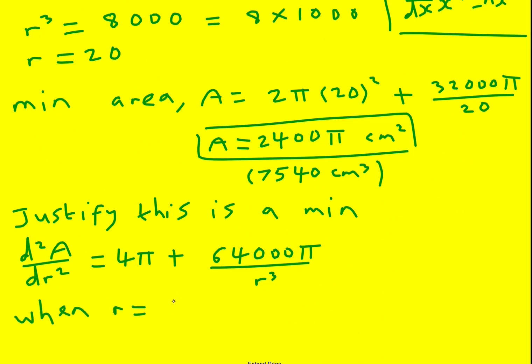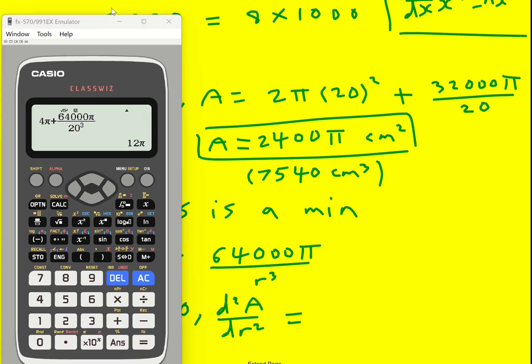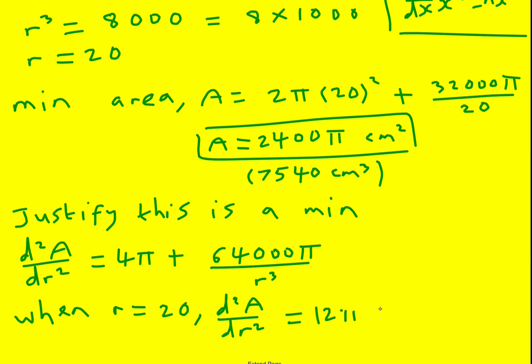So when r equals 20, you can immediately look at this and see it's going to be positive. So arguably you could just say, hey, this is going to be greater than 0. But I suppose we're justifying, and I definitely don't want to lose any marks for rushing, even though it's clear we're adding two positives together. So let's figure it out. 4 pi. Okay, 12 pi. This is greater than 0, which implies a minimum.